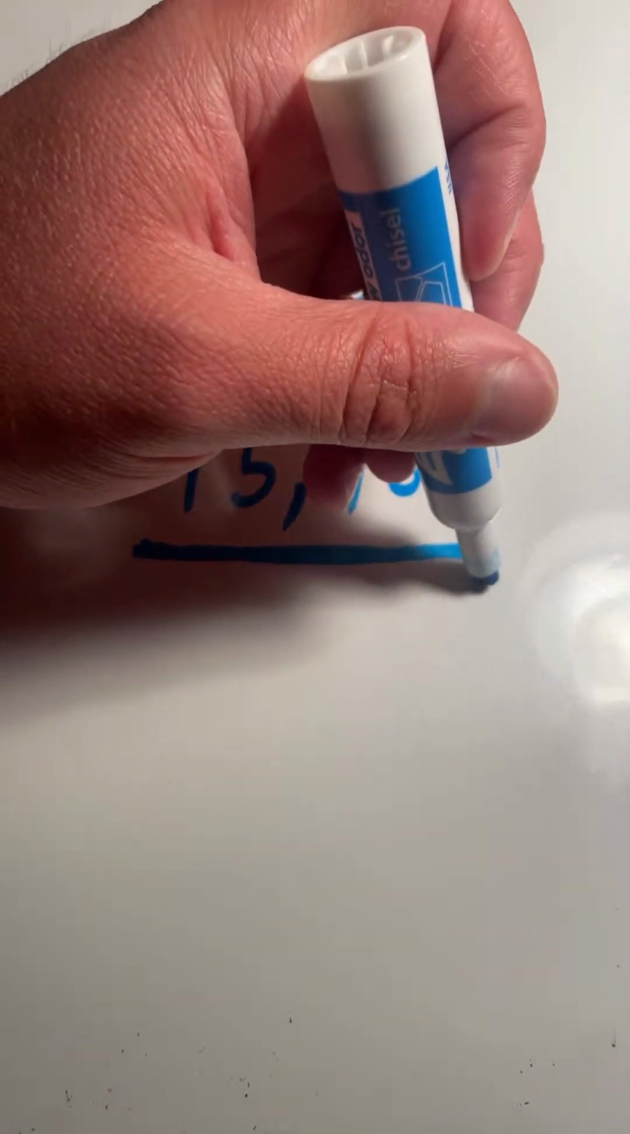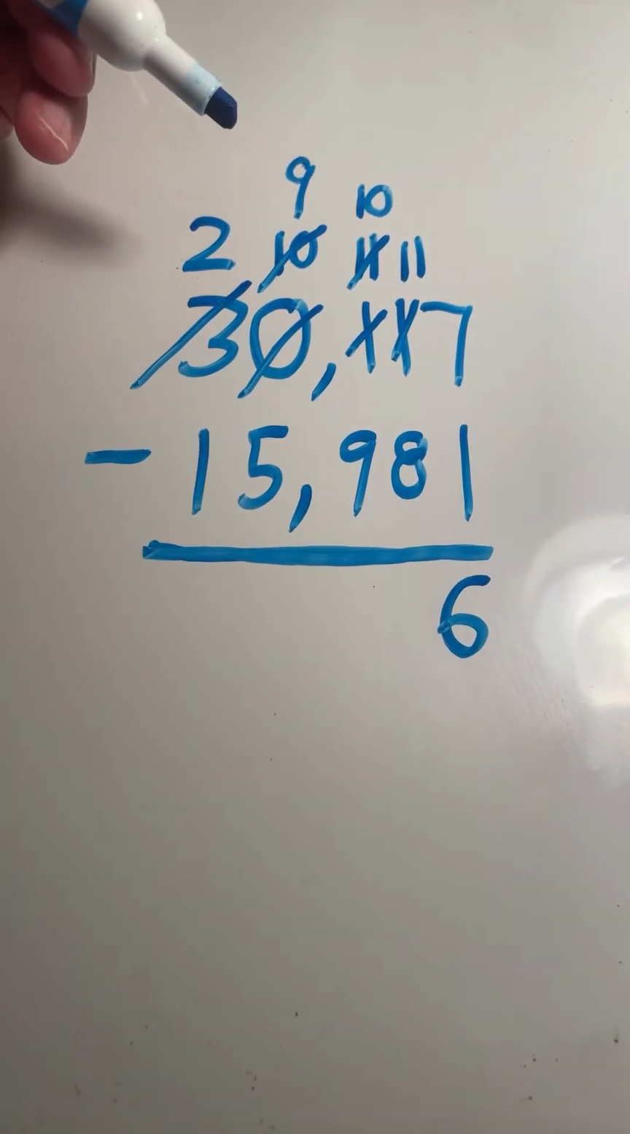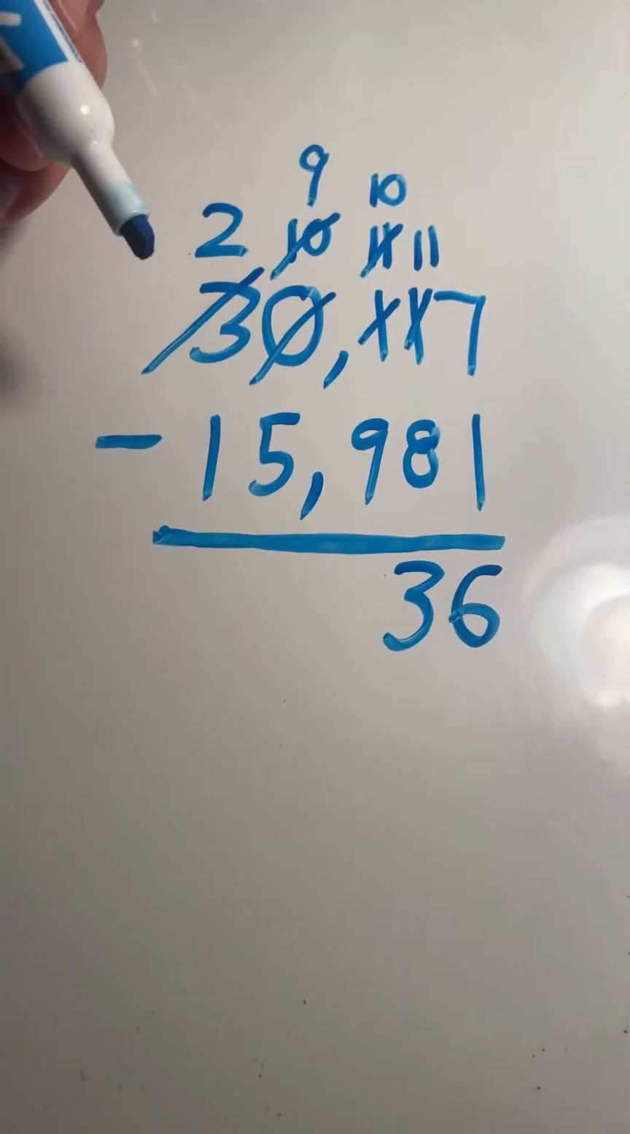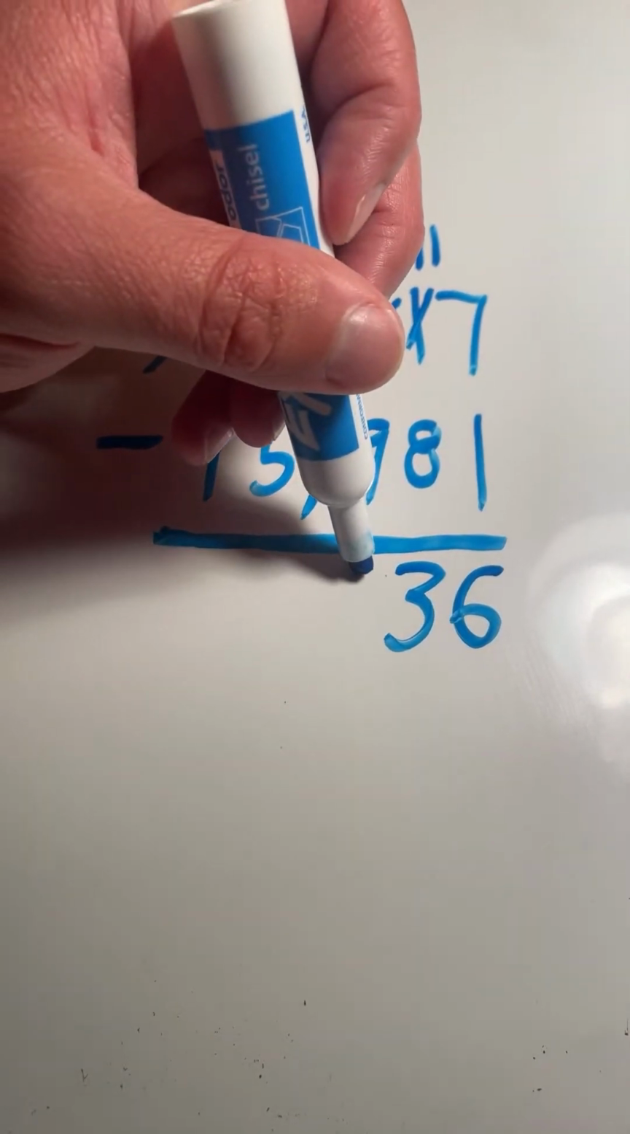Seven minus 1 equals 6. 11 minus 8 equals 3. 10 minus 9 equals 1.